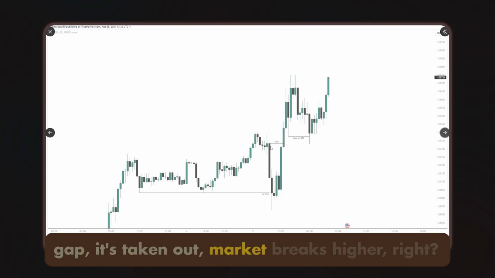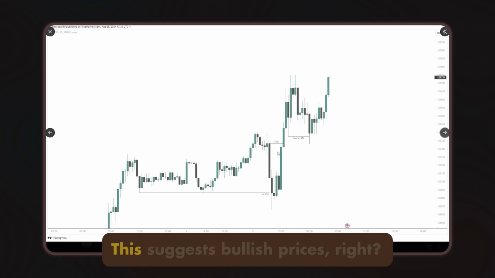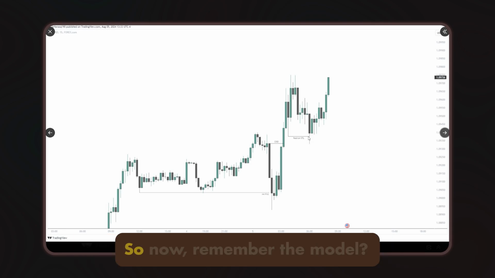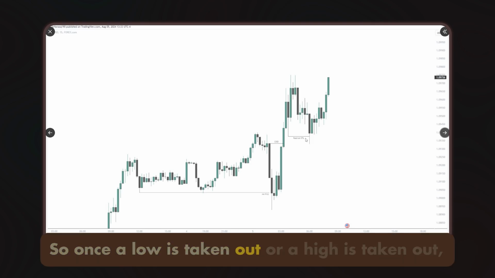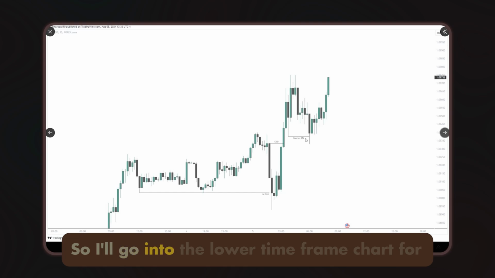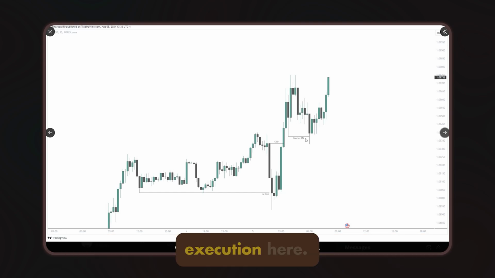It's taken out, market breaks higher, right? This suggests bullish prices, right? Then we have this low and it's taken out. So now remember the model. So once a low is taken out, our high is taken out, that's our opportunity to get into a long or short on the lower time frame. So I'll go into the lower time frame chart for execution here.